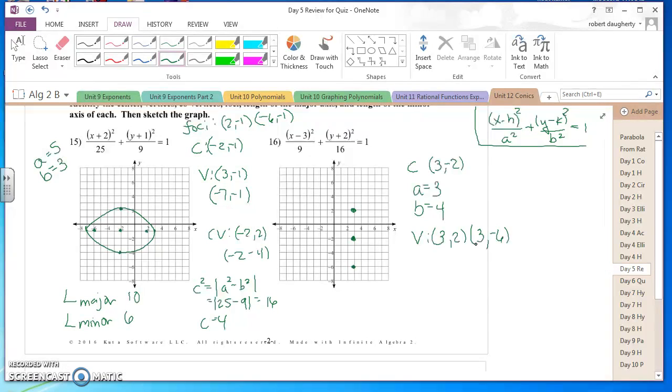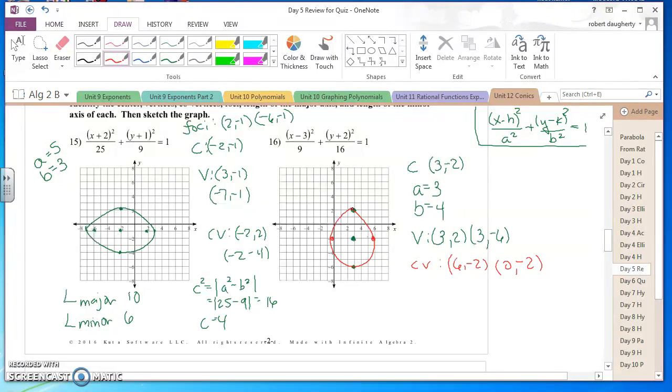And then the co-vertices. Those are the vertices using b. I'll use a to find the co-vertices, so it's going to use a 3. So 1, 2, 3, that's one co-vertex. 1, 2, 3, that's the other one right here. So those points are (6, -2) and (0, -2). So I know enough now to graph. This is, remember, a vertical ellipse. Only thing left to find will be the foci.